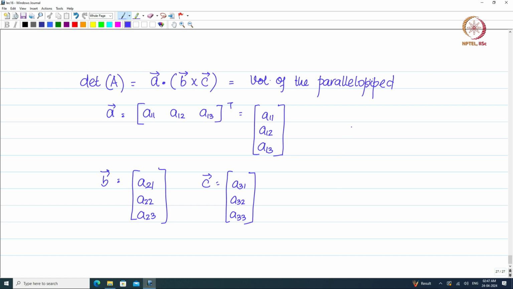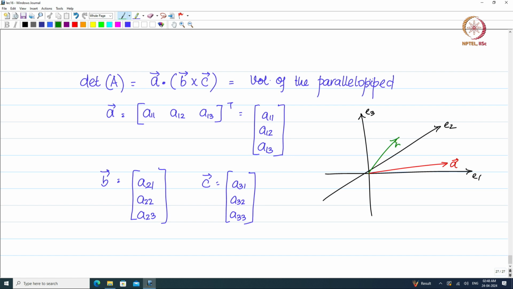So, how are we going to have that? We are going to look at it this way. Suppose I have my E1, E2, E3 axis. So, I have this E1, E2 and E3 axis. Let us say this is going to be the A vector, let us say that is going to be the B vector, and let us say this is going to be my C vector. Now, we see that we can actually form a parallelepiped here.